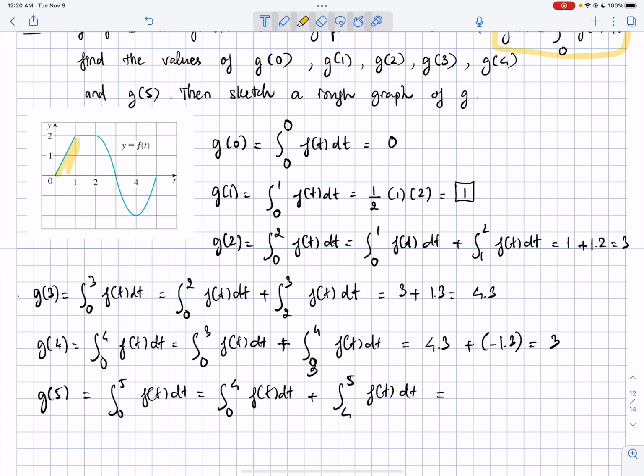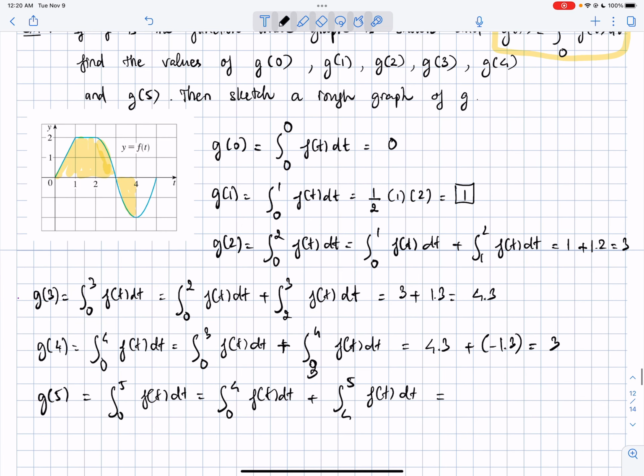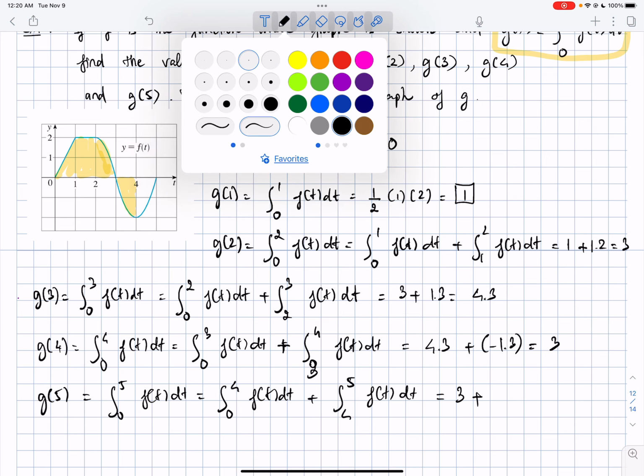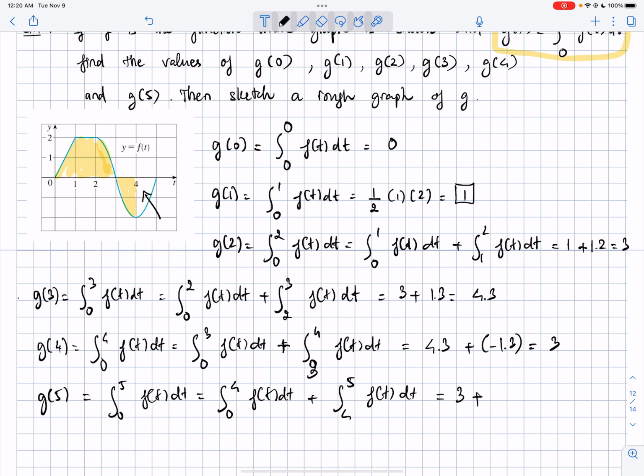Okay, so that means we have the answer for this is from 0 to 4. We calculated it before, so that gives us 3. And this one, from 4 to 5, is approximately 1.3, but it's below the axis, so negative 1.3. So the answer is about 1.7.